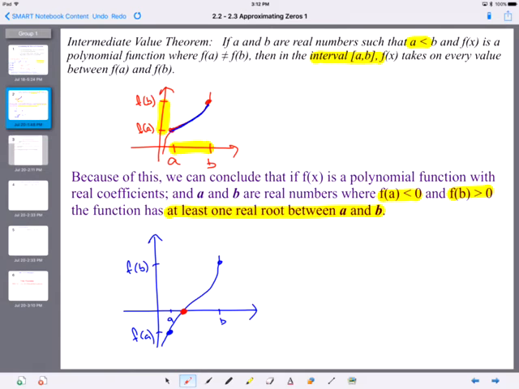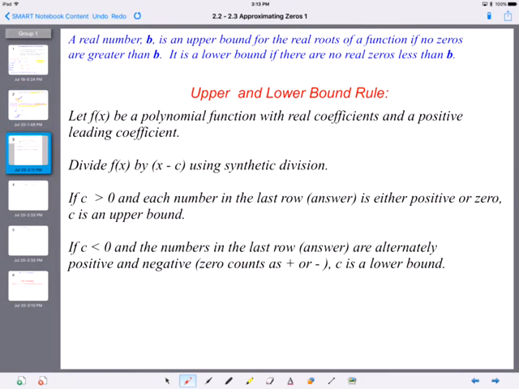It's got to cross the x-axis if f of a is less than 0 and f of b is greater than 0. At some point it has to cross. So kind of put the intermediate value theorem in with what we just talked about, and it's saying it takes on every value, so there's no way it's going to skip over the x-axis. So kind of a lot of information there, but it's very important in terms of what we're going to be solving for. So we're going to talk about something called the upper and lower bound rule.